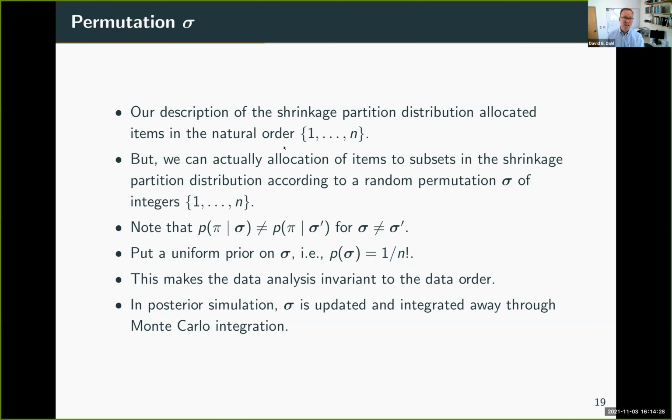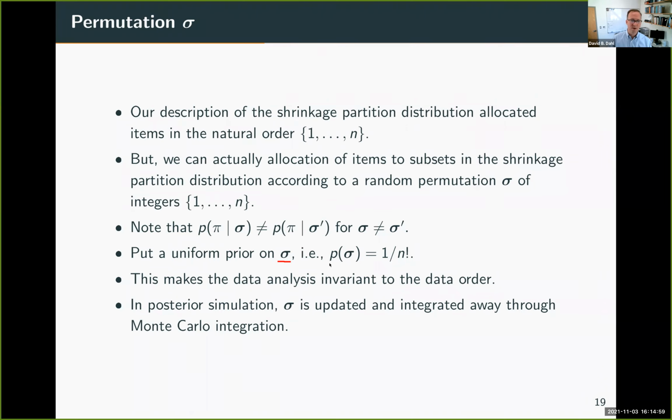And as such, our partition distribution will be dependent on the order of the data. We're using what's called the natural order, 1, 2, up to n. And of course, we don't want our data analysis to depend upon the order in which we happen to observe the data. So we want to introduce a permutation parameter, sigma. The permutation parameter sigma allows our data analysis to be invariant to the data order. The permutation sigma tells us the order in which we allocate items.